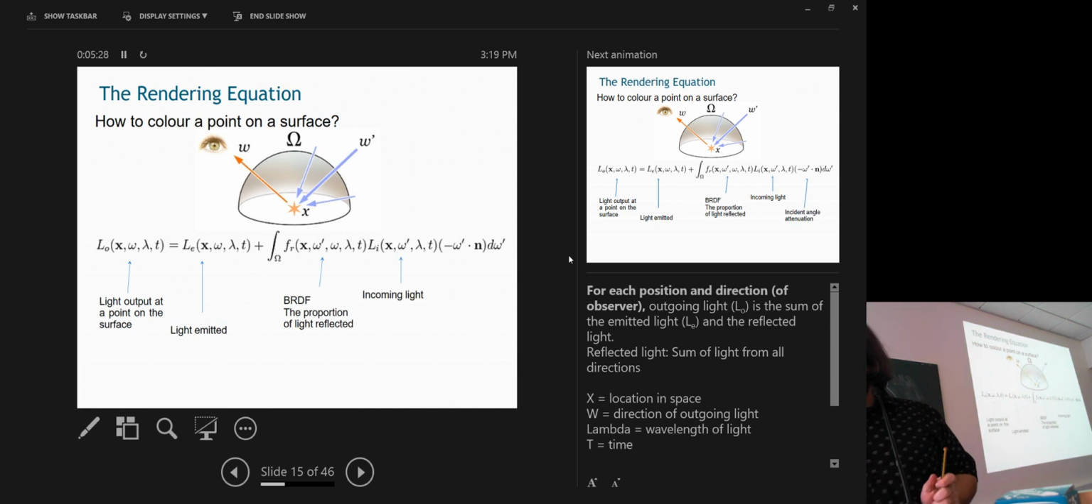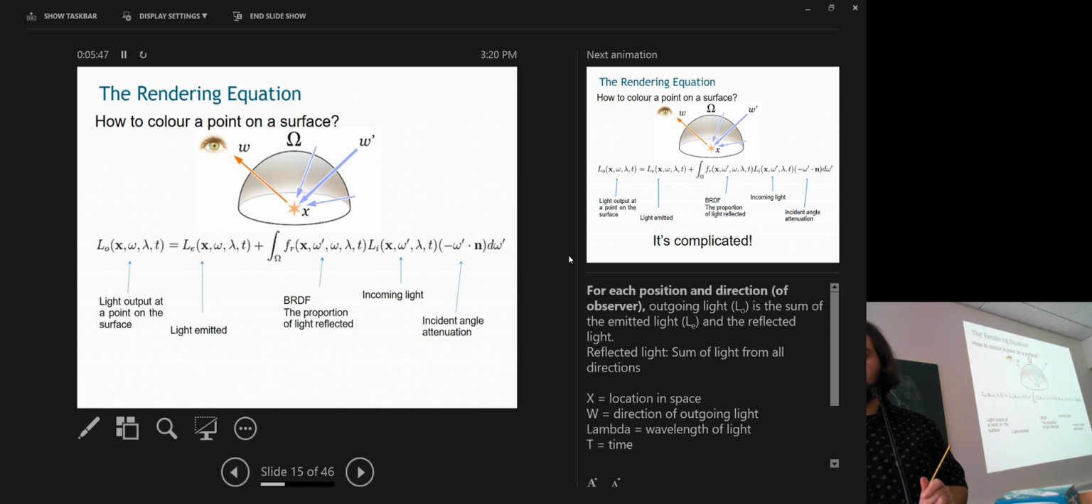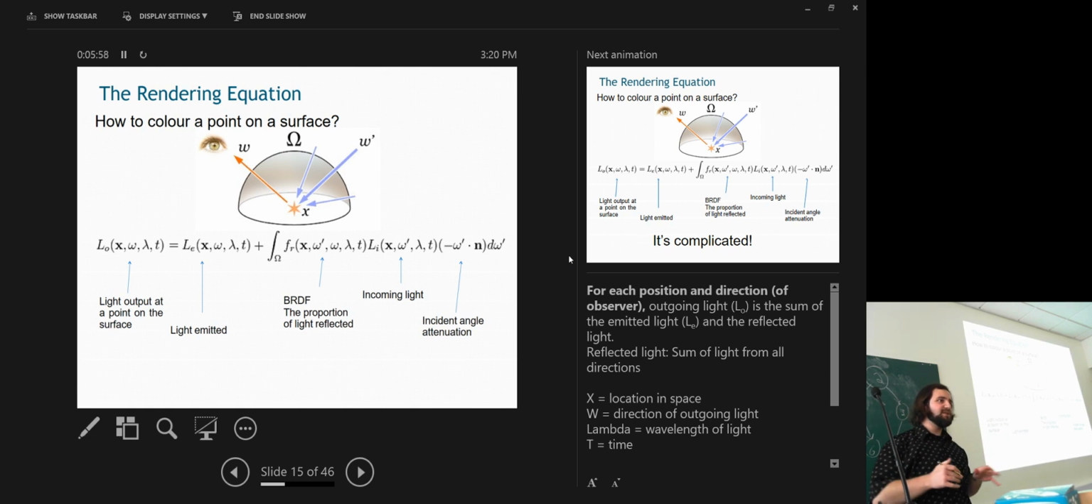And yeah, this is the amount of incoming light itself, again for the location, incident angle, wavelengths, and time. And the last one is incident angle attenuation. So when we decrease the incidence angle, the light is spread to more area, so its intensity or brightness decreases, because the energy is spread over a larger area.